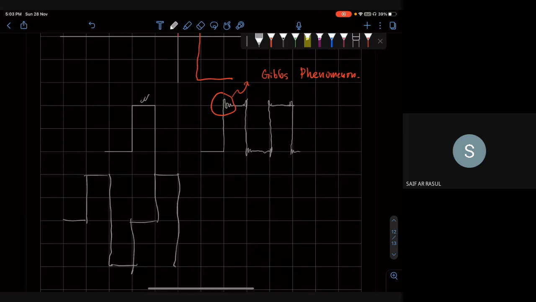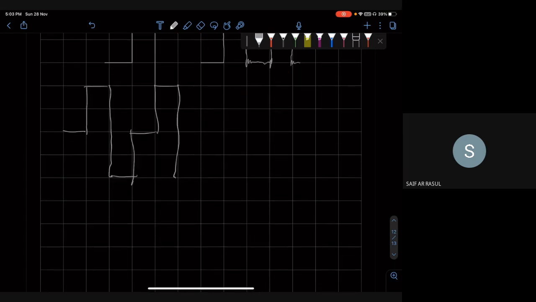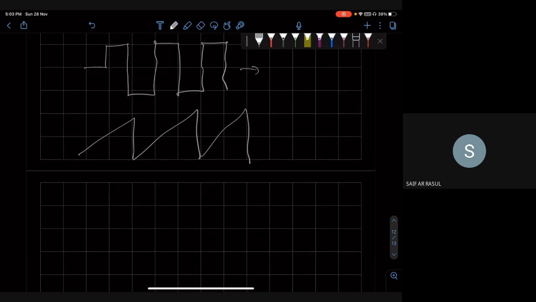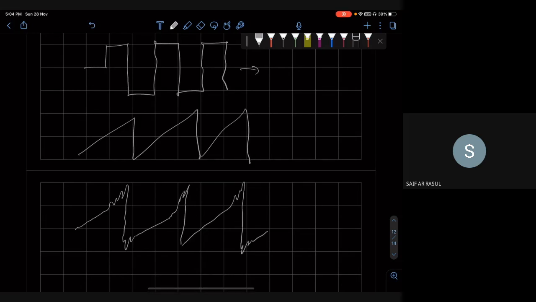Sorry, this is not a best square wave. Let me draw a better square wave. And this also happens for sawtooth waves, any waveform which has a finite discontinuity. When you try to model it, at the discontinuity, you will find this ringing. I'm exaggerating it, but yeah, there'll be ringing.